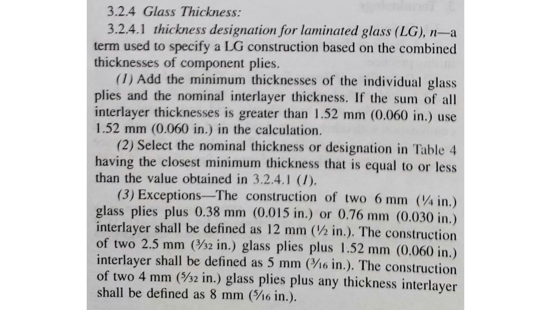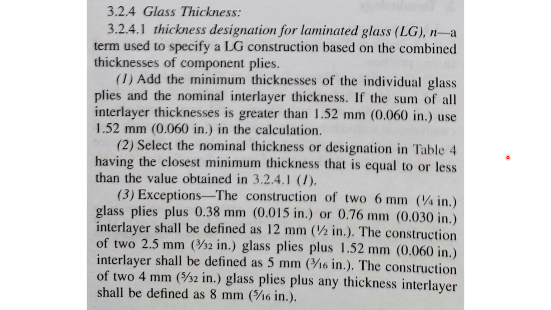That's the actual measurement. That's going to be the actual minimum thickness of the individual glass plies when we're figuring out the thickness of the glass. Okay. And we're going to select the nominal thickness or designation from table 4, having the closest minimum thickness that is equal to or less than the value obtained in 3241.